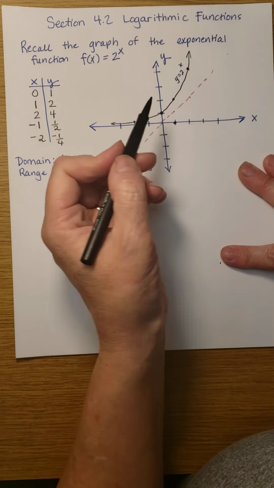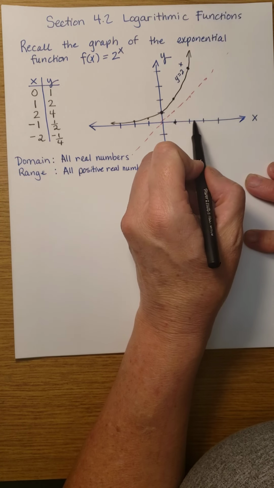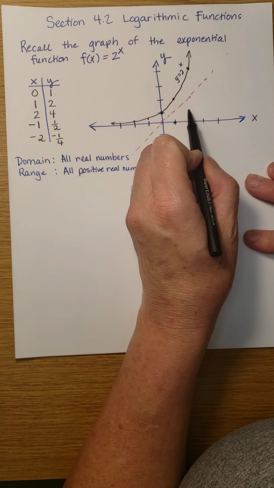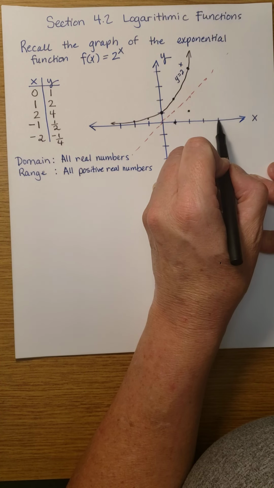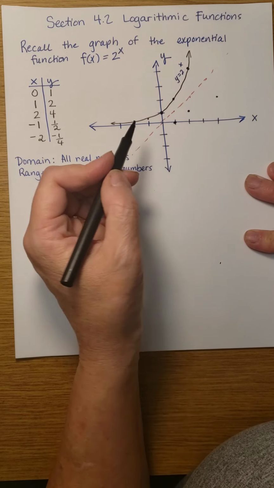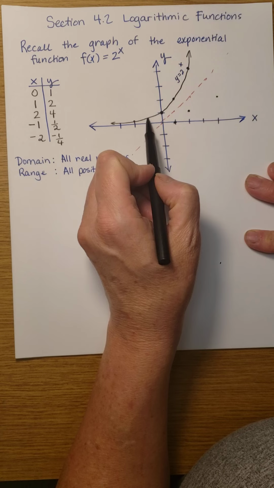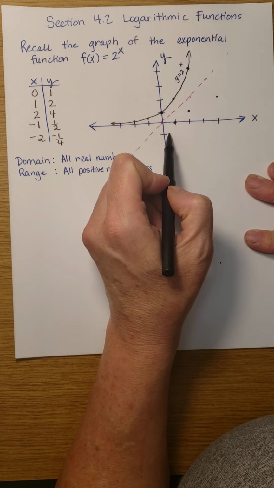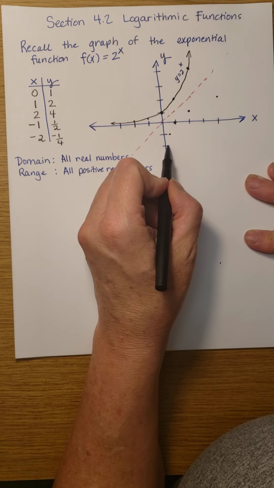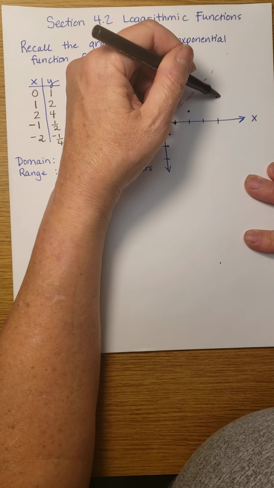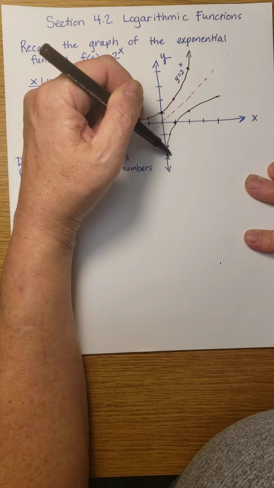Remember, to find the inverse, we switch x and y. Here is 1, 2, so we want 2, 1 as a point. This point is 2, 4, so we want 4 and then 2. And here we have negative 1, 1/2, so it's going to be 1/2, negative 1. Negative 2, 1/4, so it's going to be 1/4, negative 2, and we get a graph like this.